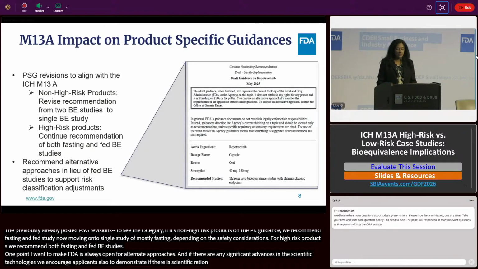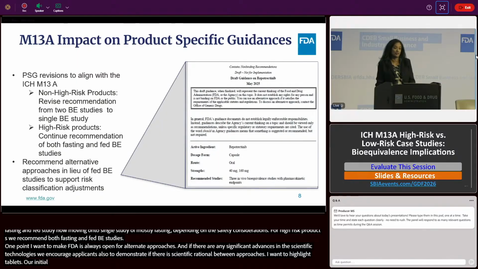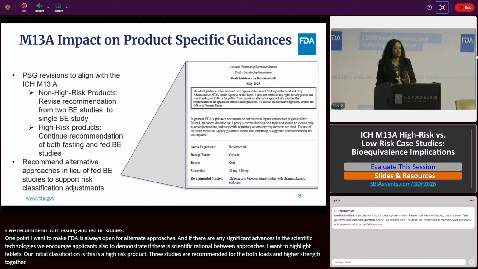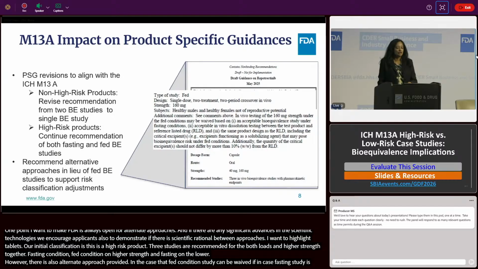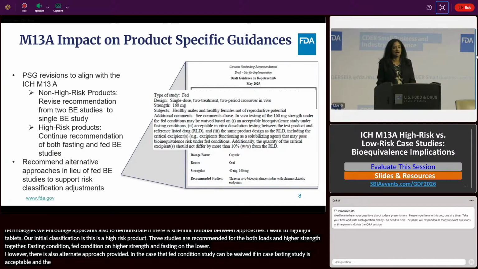One advancement I want to highlight here is repotrectinib tablets. Our initial classification is that this is a high-risk product. As such, three studies are recommended for both the low strength and higher strength together: fasting condition, fed condition on higher strength, and fasting on the lower strength. However, there is also an alternate approach provided for this. The fed condition study can be waived if the fasting study is acceptable, and the dissolution shows similarities between the test and RLD products.